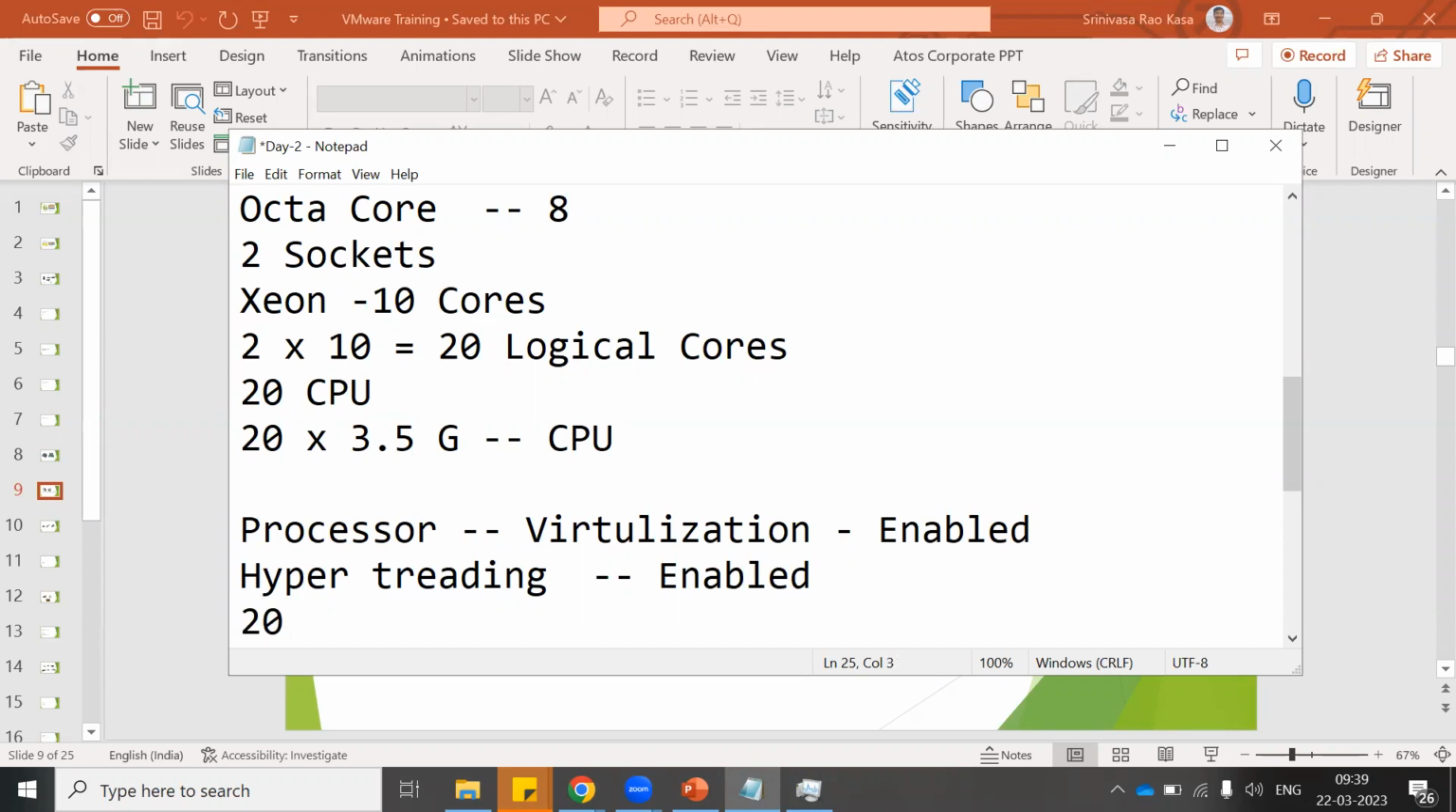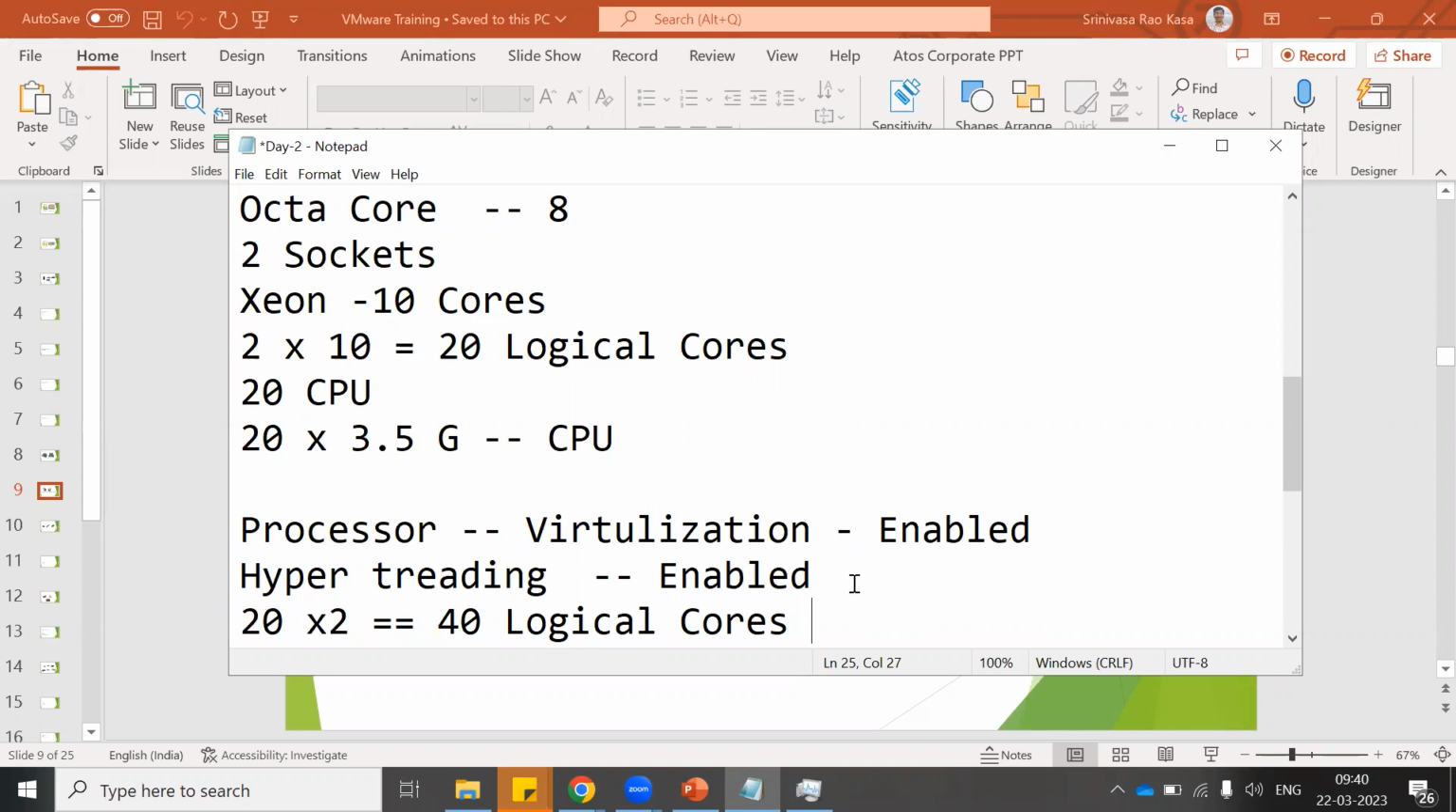That means 20 into 2. So how many total logical cores am I going to get here? Total 40 logical cores. It is the hyper-threading feature. By default it will be enabled in each and every piece of hardware we are going to use for virtualization. The purpose is to make sure everything supports high performance.